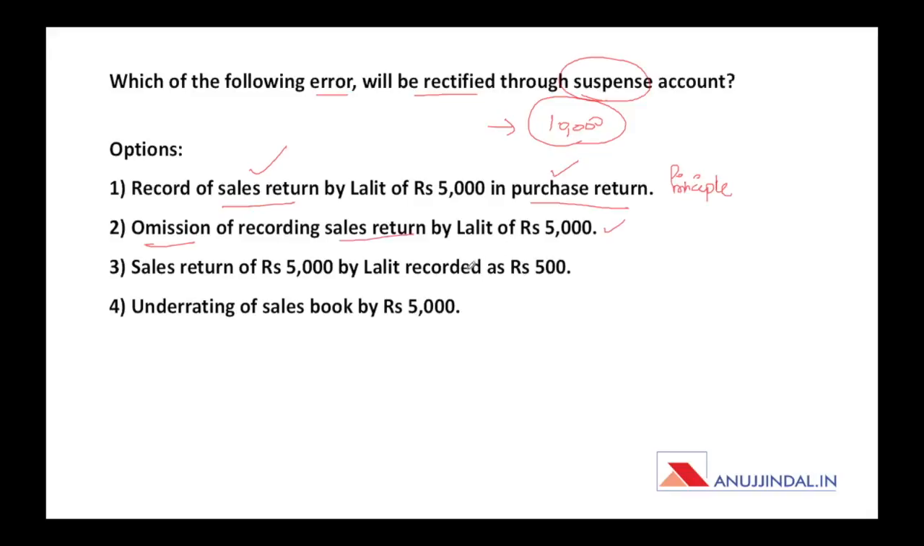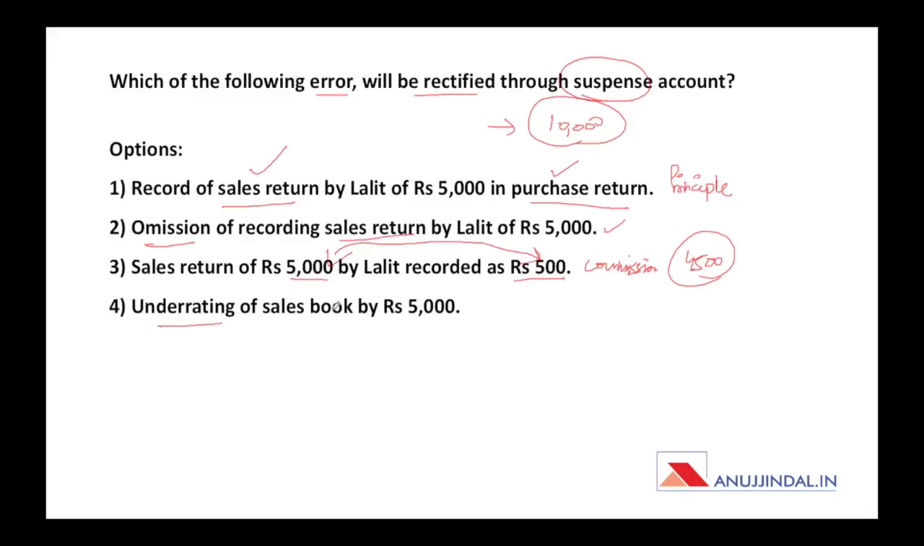Sales return of rupees 5,000 by Lalit recorded as rupees 500. This is an error of commission. You know, when you have recorded it wrong. So what is he going to do? He's going to record another transaction of 4,500, that is the difference between 5,000 and 500. No need of a suspense account here also.